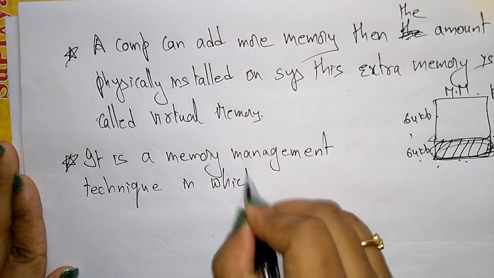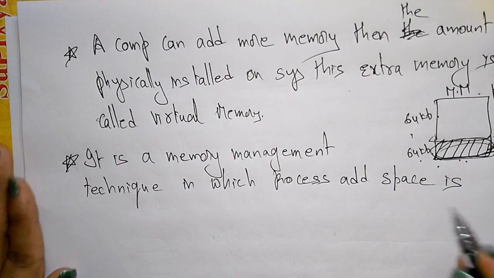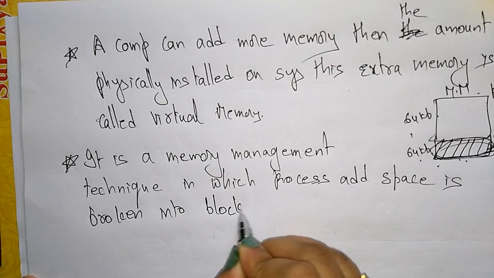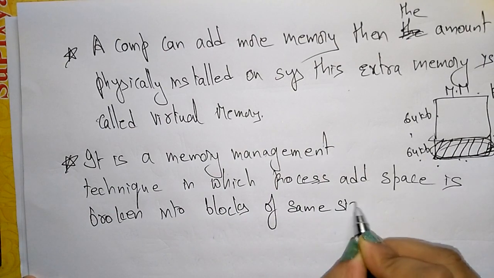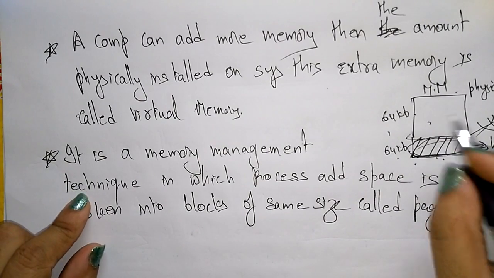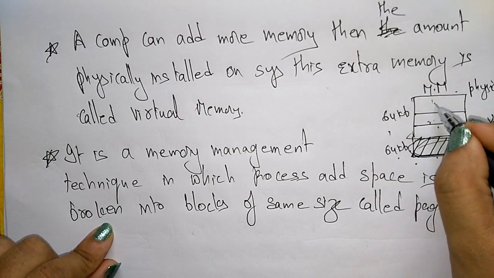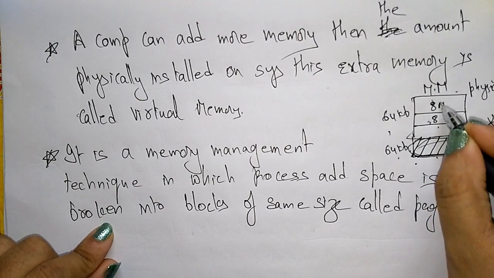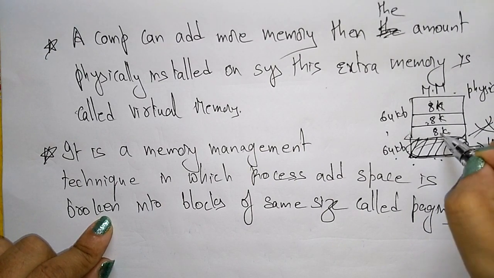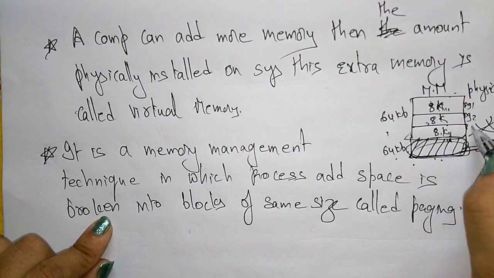in which the process address space is broken into blocks of the same size, called pages. So here the memory is there, in which the process address space is broken into blocks of the same size. Suppose this is 8 kilobytes, 8 kilobytes, like that. A process address space broken into blocks of the same size is called paging. Page 1, page 2, page 3, like that.